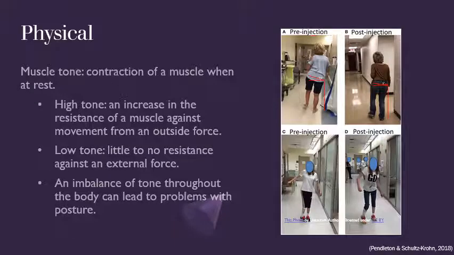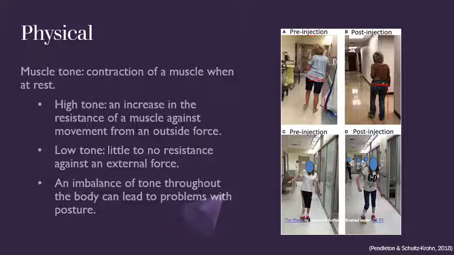Muscle tone, which is the contraction of a muscle when at rest, may be either high or low. With high tone, there is increased resistance against movement from an outside force, which impairs the person's ability to voluntarily relax the muscle. Low tone is essentially the opposite, where there is little to no resistance to an outside force. With low tone, the ability to voluntarily contract the muscle is impaired. Some muscles may have more or less tone than others, which can cause postural changes.